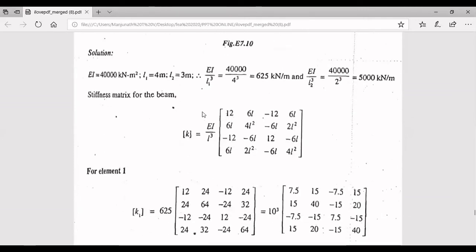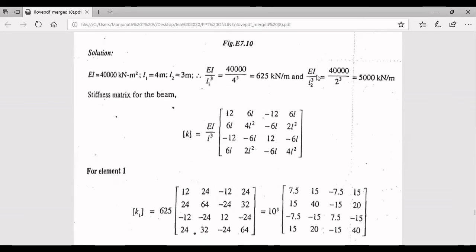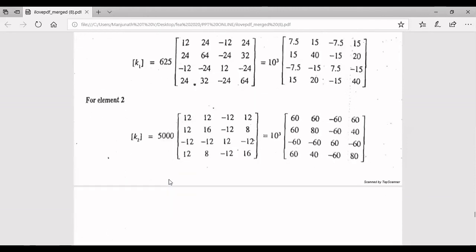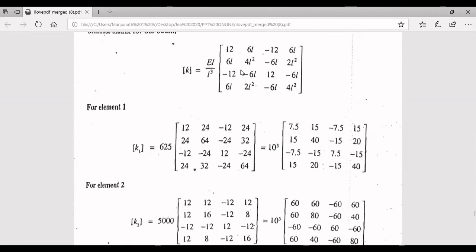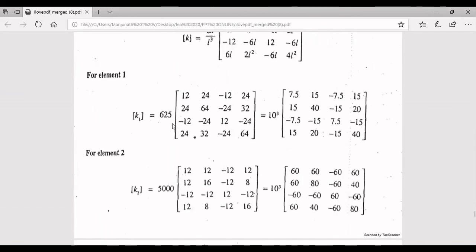First calculate the elemental stiffness matrices Ke1 and Ke2. So Ke1, EI by L square. For the first element, the flexural rigidity gives 625 kilonewton per meter, and for the second one 5000. We can take that directly here. For the first element 625, for the second element 5000, and applying the values of L, we are going to get the matrix like this.